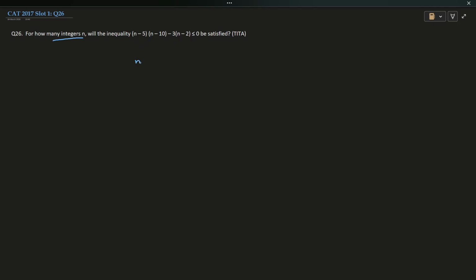All right guys, so we are given n minus 5 into n minus 10, minus 3 times n minus 2, is less than or equal to 0. So n into n is n square, minus 10n minus 5n, and then minus 3n, so I will get minus 18n, right? N into n is n square, so now n will be multiplied with 10 and 5: minus 10n minus 5n, minus 15n, and then minus 3 into n is minus 3n, so minus 18n. 50 plus 6 is 56.